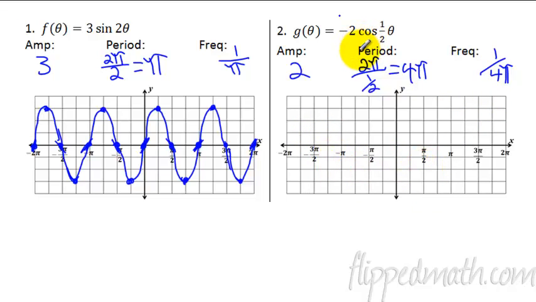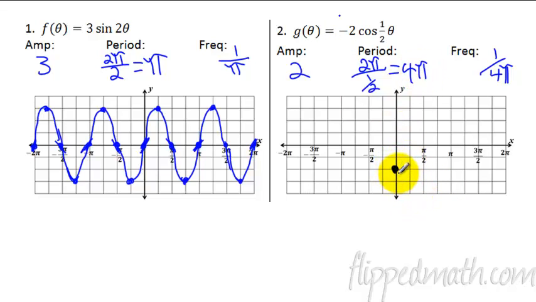Okay, so cosine. Cosine is the one that starts with a maximum. So the amplitude is a 2. So instead of starting at a normal 1, we start at a 2. But this is tricky. It's a negative 2. So the whole thing flips. So we're going to start down here at a negative 2. So the cosine graph starts with a maximum, unless it's negative, then it's got to start with a minimum. All right, now it repeats every 4 pi.